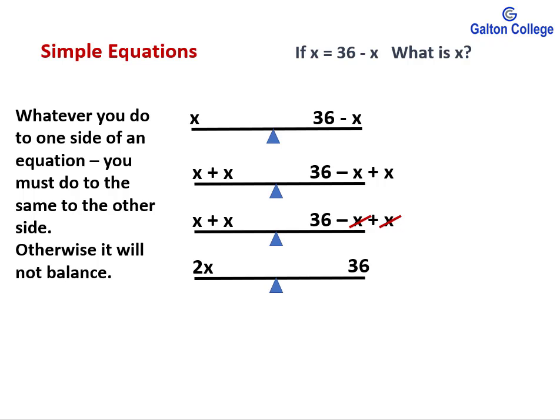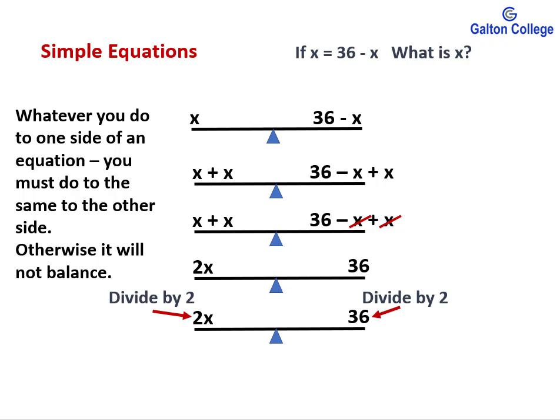In other words, we've got 2x is equal to 36. x plus x is 2x. So 2x equals 36. Now if you divide the left hand side by 2, we'll just get x on its own. But you must divide the right hand side by 2 as well, otherwise it will not be an equation. Whatever you do to one side, do the same to the other side. So we've got 2x equals 36. Divide by 2. 2x divided by 2 is just x. And on the right hand side we've got 36 divided by 2, which is 18. So the answer is 18.